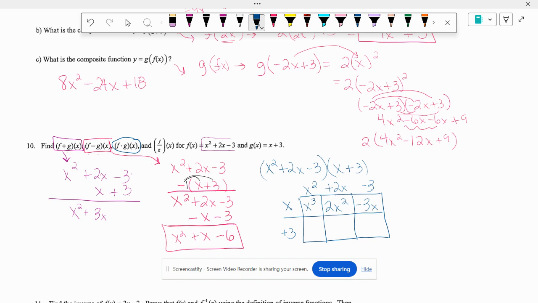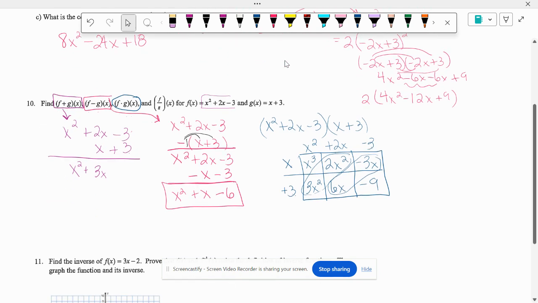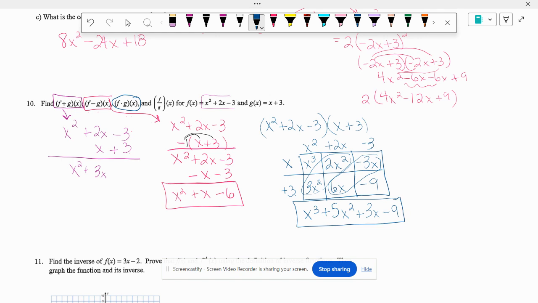Now we're going to do the bottom. 3 times x squared is 3x squared. 3 times 2x is 6x. And 3 times negative 3 is negative 9. Remember that you can typically, not always, but typically, add the numbers on the diagonal, combine like terms. So I end up with x cubed. 3x squared plus 2x squared is a positive 5x squared. 6x minus 3x is a positive 3x, minus 9. So this is what happens when you multiply the two functions.